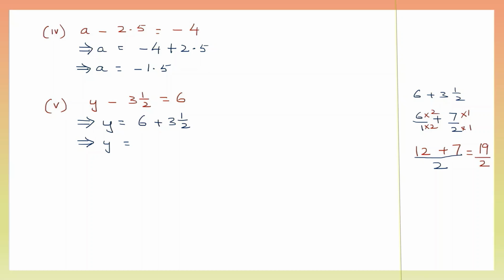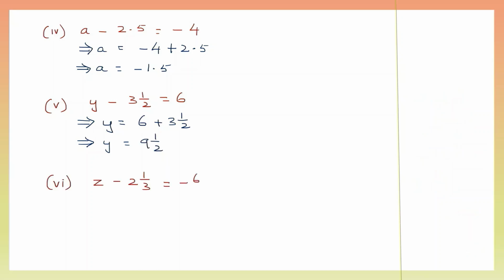Now 19 by 2 is an improper fraction. So let's convert it to a mixed number. 2 9s are 18 minus 1. So what do we get here? 9 1 by 2. So we have found the value of y to be 9 1 by 2.